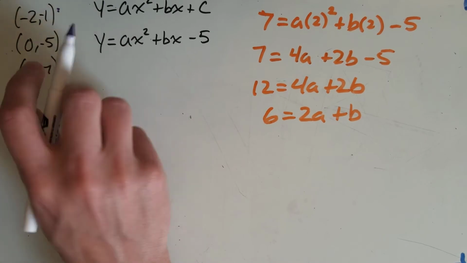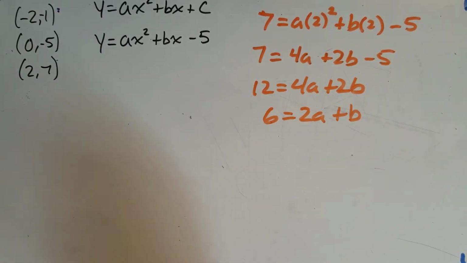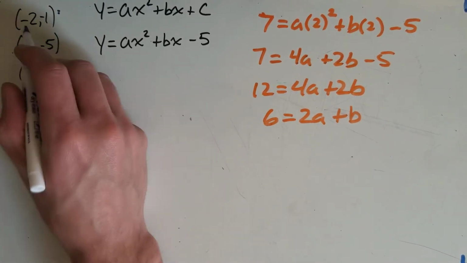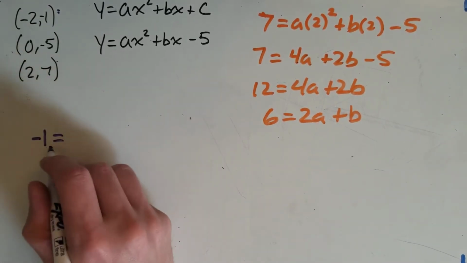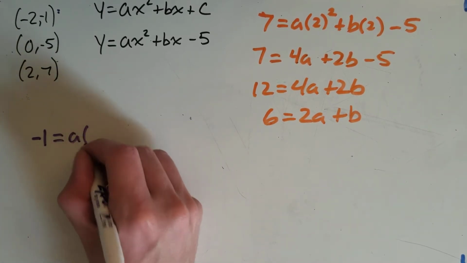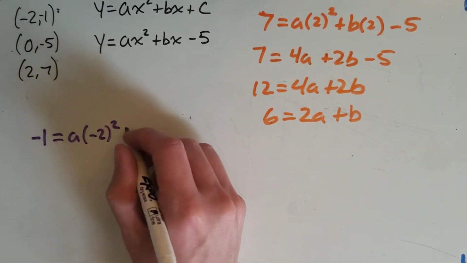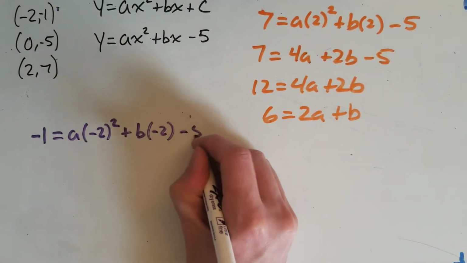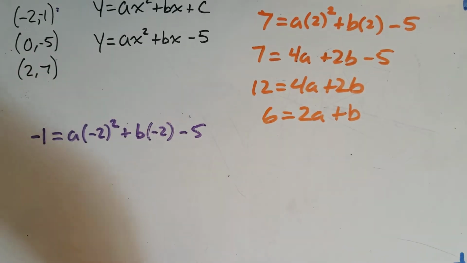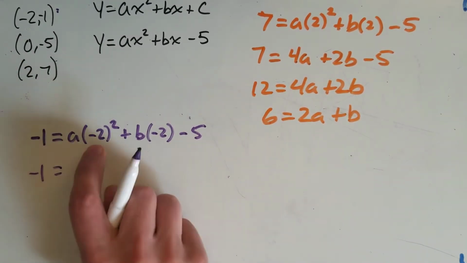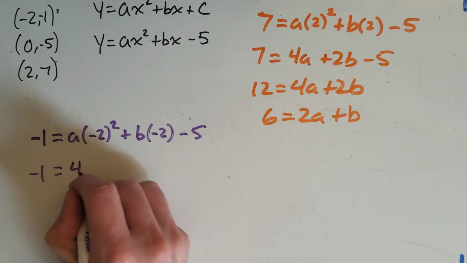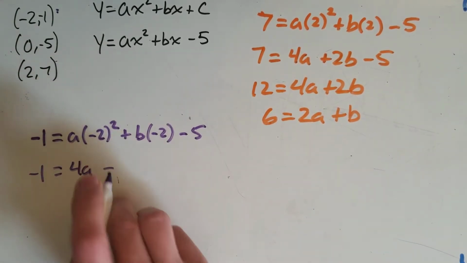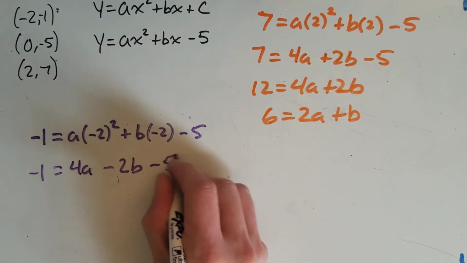Now I'm going to use this point up here to make a different equation. So when y is -1, x is -2. So when you have -1 for y, I'm going to go ahead and replace all the x's with -2, plus b times -2, and we know the c is -5 still. We know that's going to happen. And now let's just simplify. -1 equals -2 squared is 4, so 4a. b times -2 is -2b, and we have the -5.